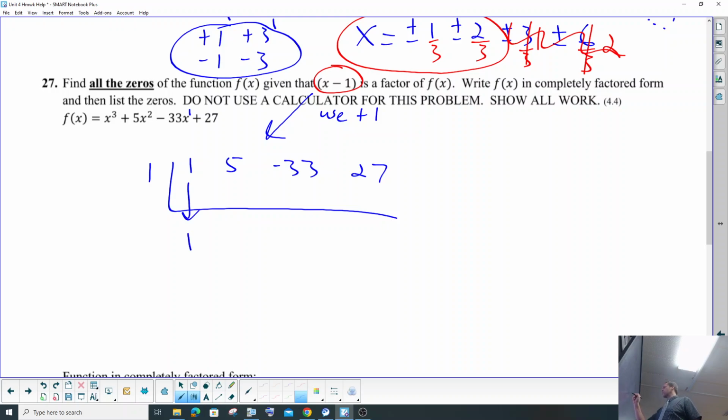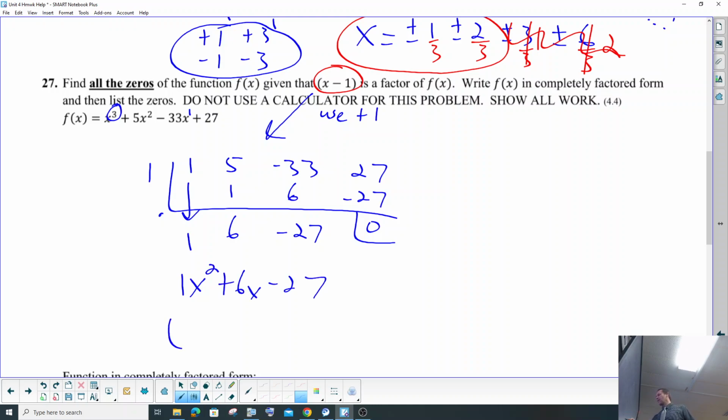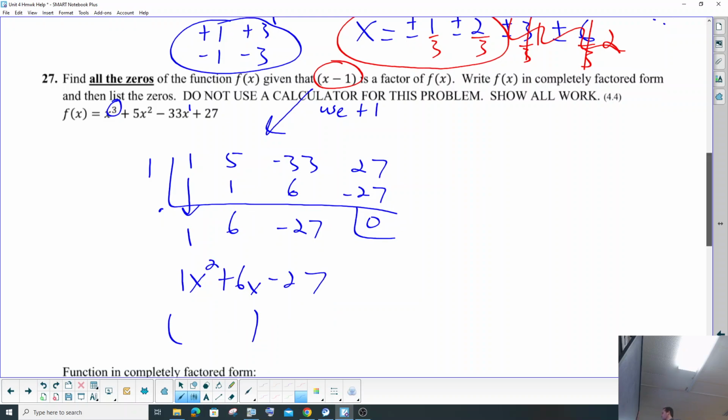Bring down the 1. 1 times 1 is 1, we get a 6. 1 times 6 is 6. Negative 33 and 6, that's a negative 27. 1 times negative 27 is a negative 27. So we got a remainder of 0. One power less is x squared plus 6x minus 27. Go ahead and factor it to get the other zeros.